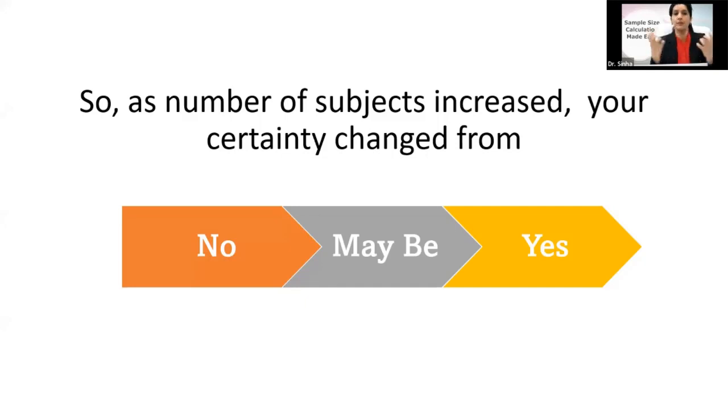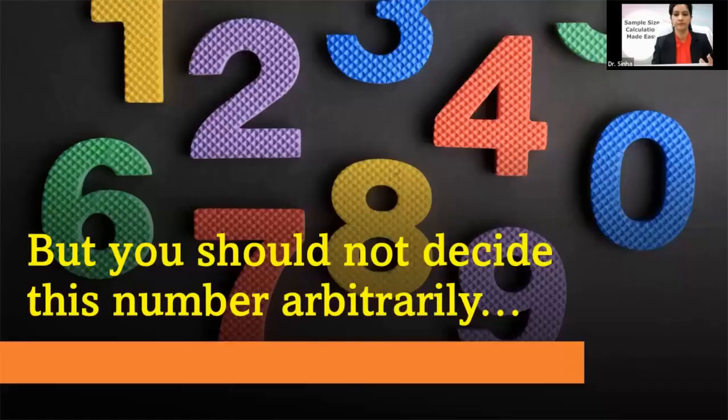And through the samples, because you are withdrawing various samples from that population, you want to project the population parameter. So the ultimate aim is to project the population parameter. And as you increase your sample size, the level of certainty in saying something about that population parameter increases. So now, can you decide this number arbitrarily?